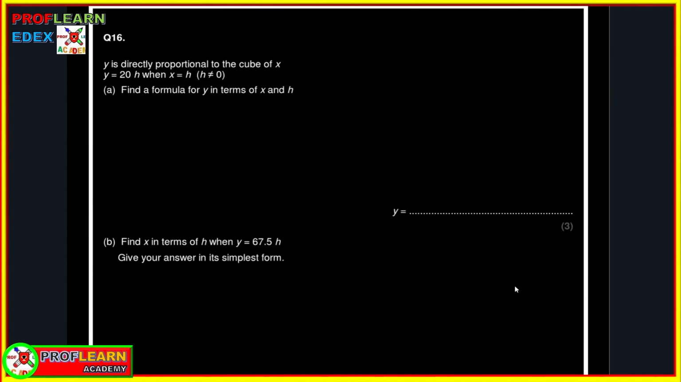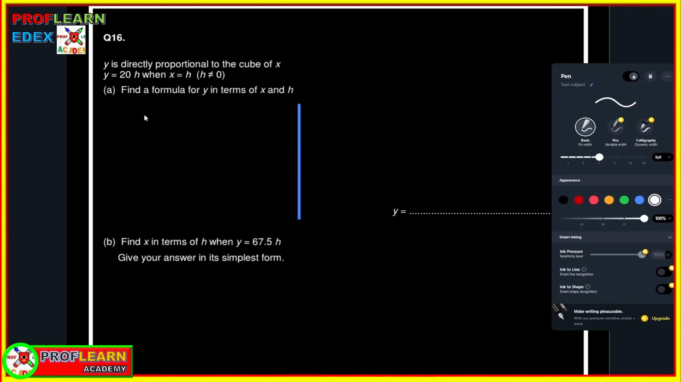All right, y is directly proportional to the cube of x. y equals 20h when x equals h. We are given a condition that h cannot be equal to 0. Now find the formula for y in terms of x and h. First we are told that it's directly proportional. How can we write that?